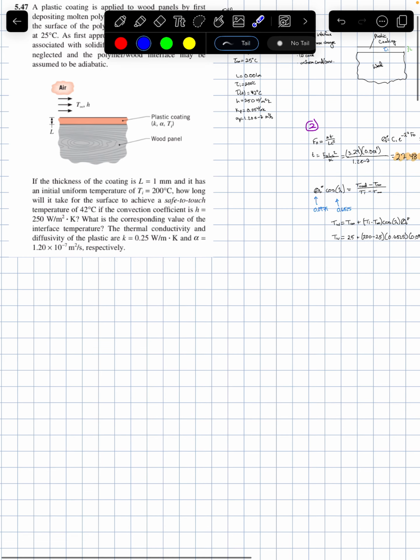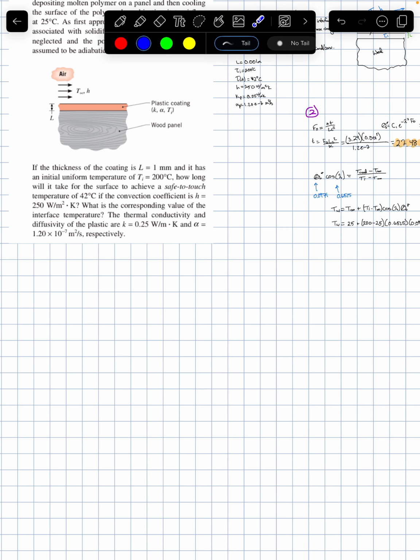may be assumed adiabatic. The thickness of the coating is 1 millimeter, and it has an initial temperature of 200 C. How long will it take for the surface to achieve a safe-to-touch temperature of 42 degrees C? If the convection coefficient is 250 watts per meter squared Kelvin, and then what is the corresponding interface temperature? And then the thermal conductivity of the plastic is 0.25 watts per meter Kelvin, and the diffusivity is 1.2 e to the negative 7 meters squared per second.